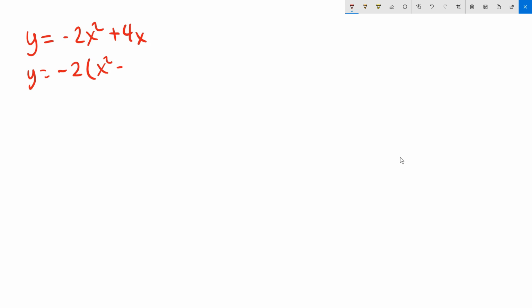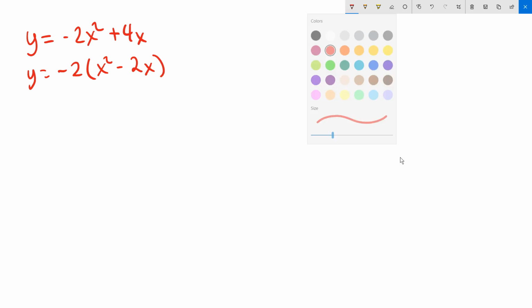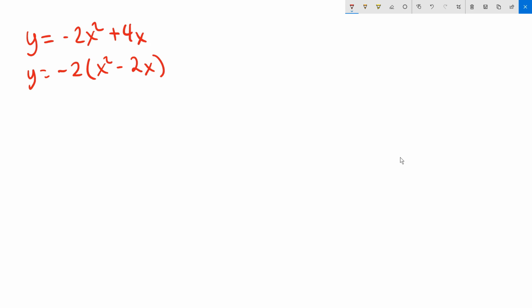X squared minus 2x. How do I know that this is the correct factorization? Because I can multiply that negative 2 back inside the parentheses if I wanted to. So this negative 2 on the outside of the parentheses, if I multiply that through each term, is going to restore the original expression. So that's one fact. Fact 2: this form right here, where the arrow is drawn, doesn't show you the vertex. That's why we're taking these steps.